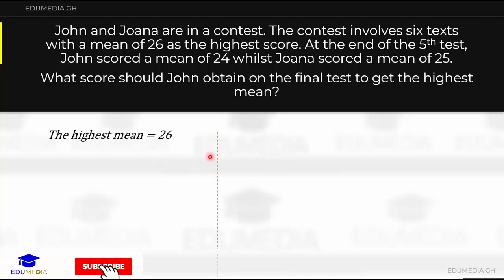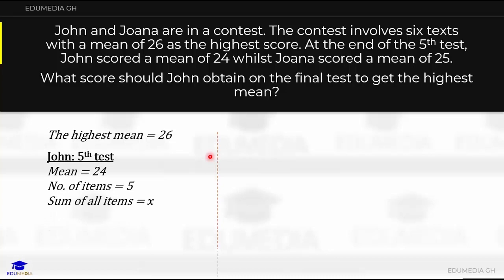We are looking for a figure that John will need to attain in order to get the highest mean, and the highest mean is 26. So therefore, let's focus on John. By the end of the 5th test, John already has a mean of 24, and the number of items that helped John get this mean of 24 is 5. We want to know the sum of all these 5 tests. When we add them up together, what do we get? We don't know that yet, so we need to find that.